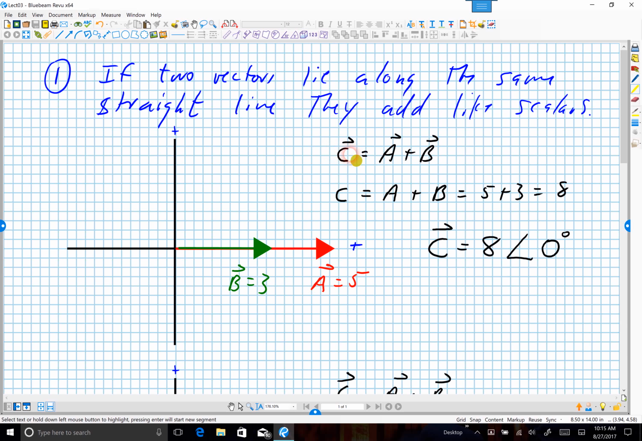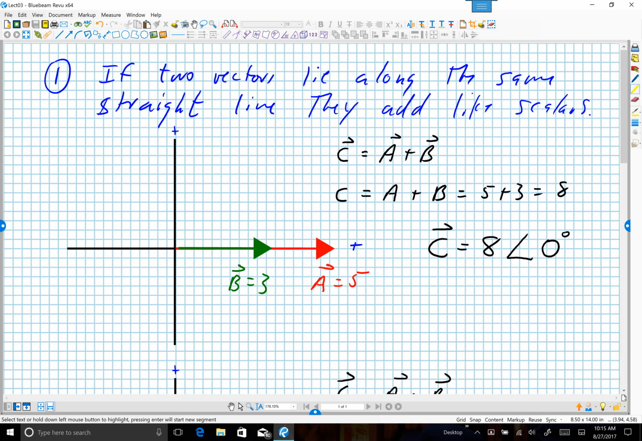Adding vectors, this is how I say I'm adding two vectors algebraically, with vector hats over each variable name, which tells me these are vectors. This means add these like vectors taking direction into account. That's what this symbolism means.